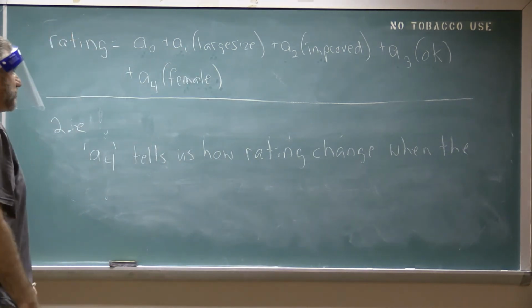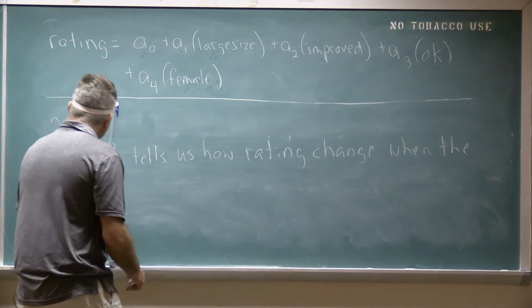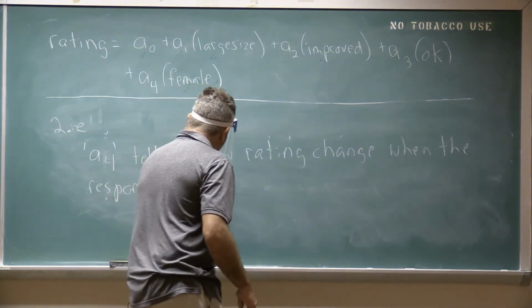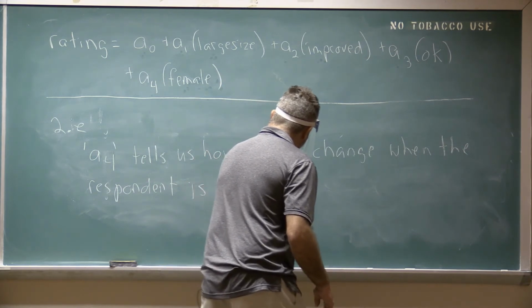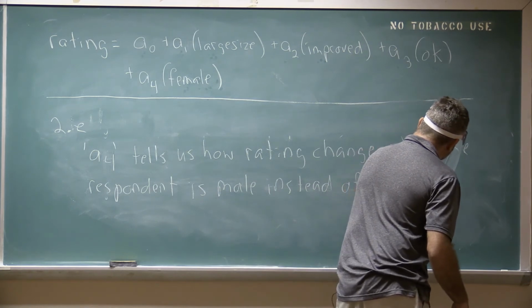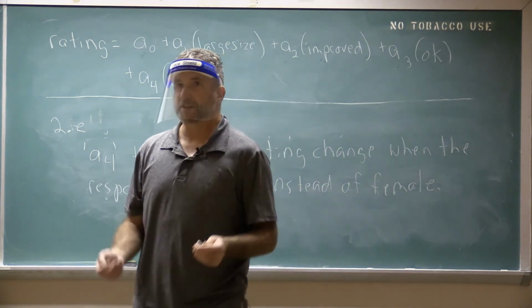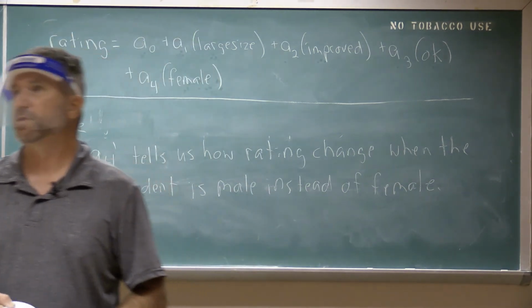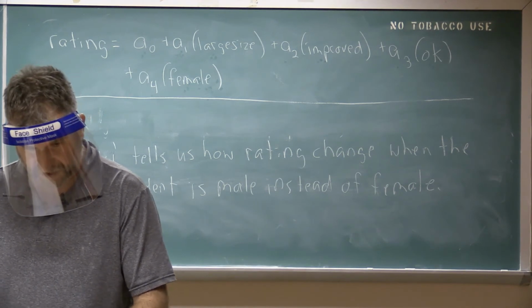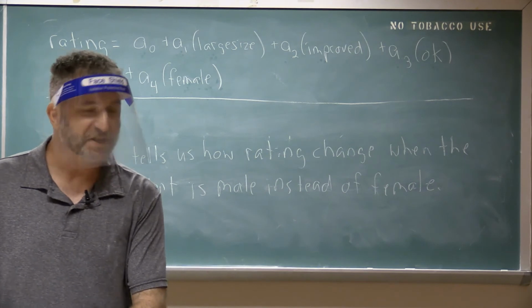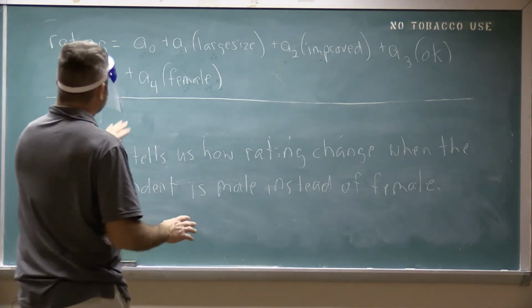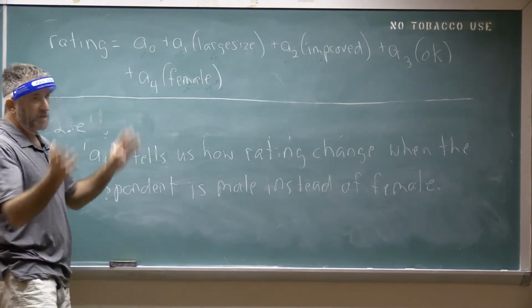And so the coefficient A4 tells us how ratings change when the respondent is male instead of female, which may matter to you if you want to know who's more interested in buying pecans, males or females. The coefficient for A4 is 0.2129. That's positive. So that suggests that when you go from 0 to 1, ratings go up, that males actually like pecans better.